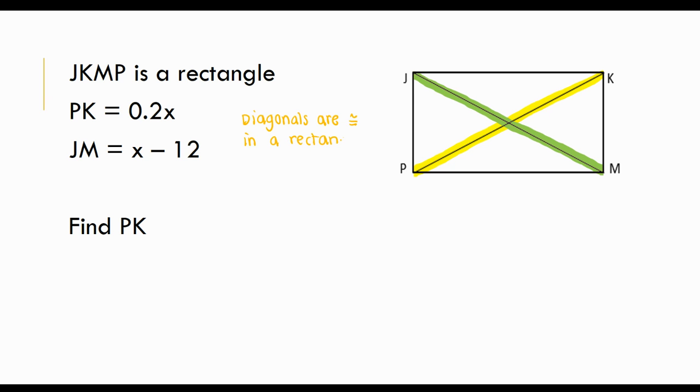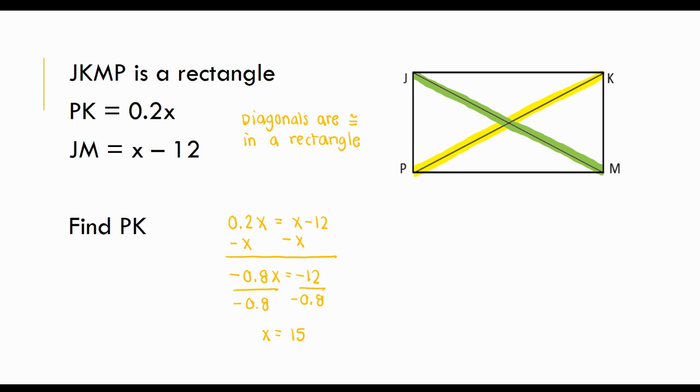And so because I'm giving you what both of those diagonals are, I get to set them equal to each other. So 0.2x is going to equal x minus 12. So that means I'm going to subtract x to get those to the same side. That's going to give me a negative 0.8x to equal negative 12. And then I'm going to divide both sides by a negative 0.8. And so when I do that, I'm going to get a value of x to be 15.